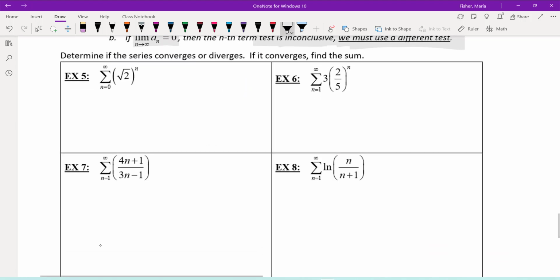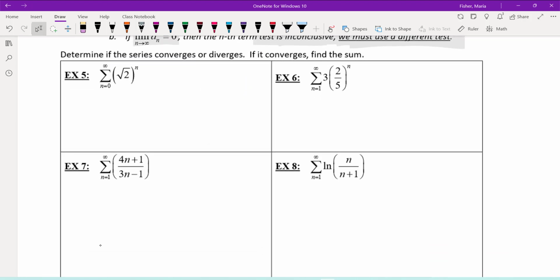So let's look at the last 4 problems in this section where we're trying to determine if a series converges or diverges, and if it converges, we're going to find its sum. Number 5 is the sum from n equals 0 to infinity of the square root of 2 raised to the nth power. Is this telescoping? No, I don't see a minus sign. Is this geometric? Yes, because it's a number raised to a power.